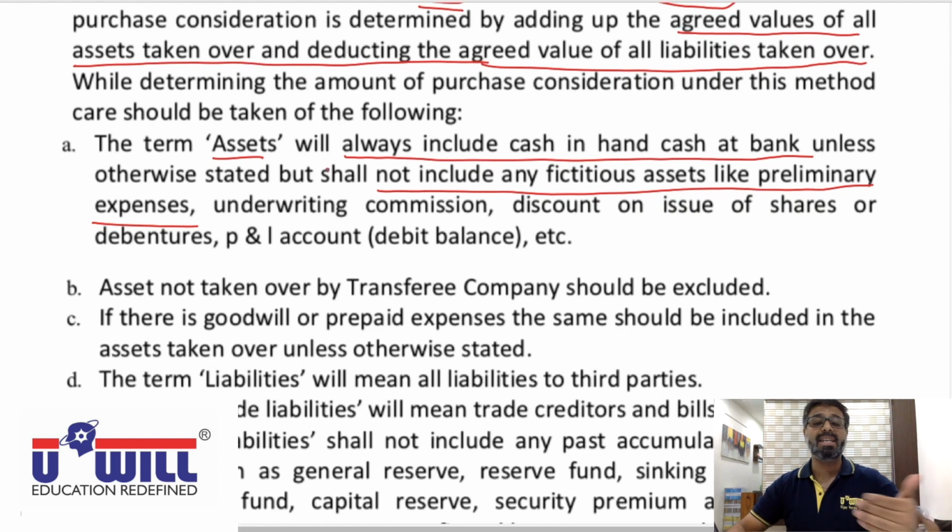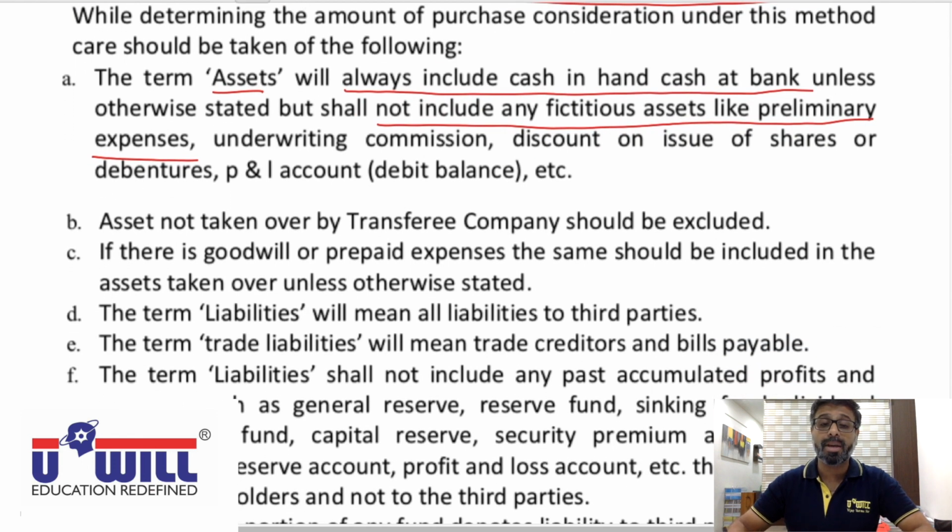By the way, in the new regime, the new formats of company final accounts, fictitious assets are those assets which come in the category of other non-current assets and other current assets. In the new formats, whichever items are given under the heading of other non-current assets and other current assets, those will fall in the category of fictitious assets. These two will never be taken in this method.